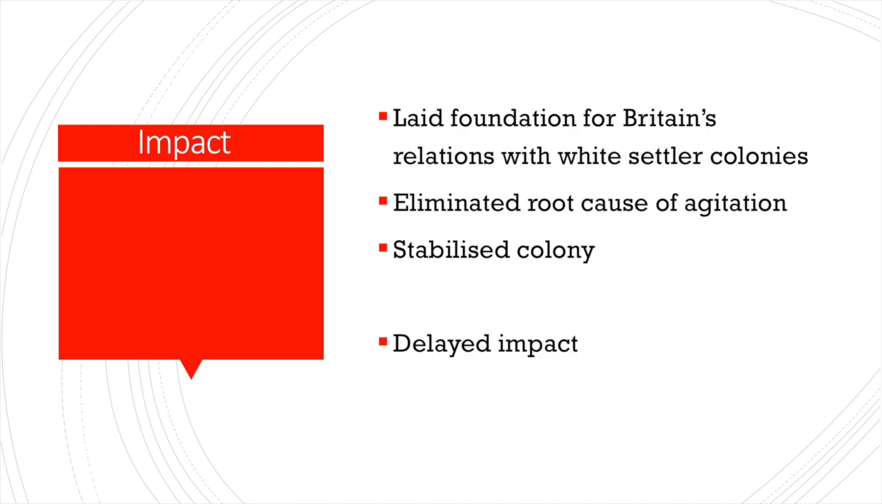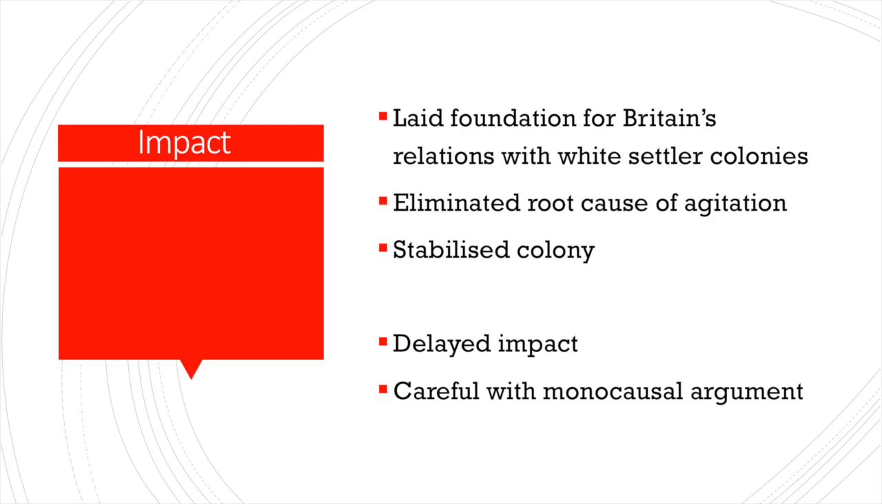But what are the limitations of the Durham Report? Well, it had a delayed impact. It was not applied until nearly 10 years after its publication. In Nova Scotia in 1848, it was the first time responsible government was applied. And it was not adopted in all the Canadian colonies until 1855, and it was adopted in Australia and New Zealand in the 1850s. So it had a delayed impact, but still an impact nonetheless.